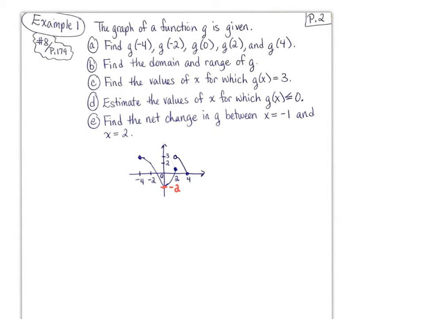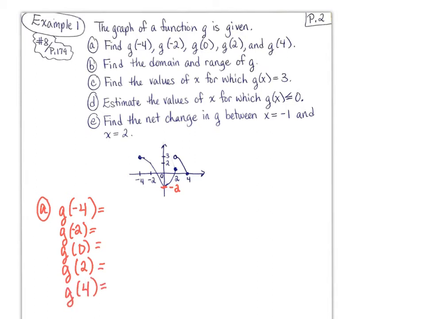All right. So, would you like to work on this together? Okay, so let's work on this together. Part A, I'm just going to write down what we need to find. We need to find g of -4, g of -2, g of 0, g of 2, and g of 4. Okay, so whenever we want to find g of -4, that means x is equal to what? What's x equal to here? -4. Very good. X is equal to -4.